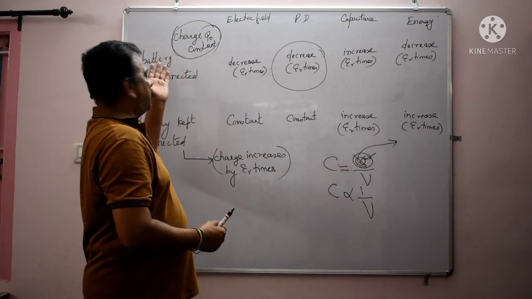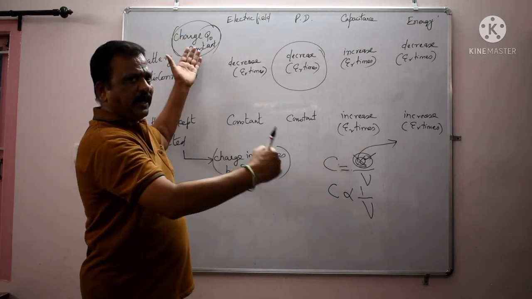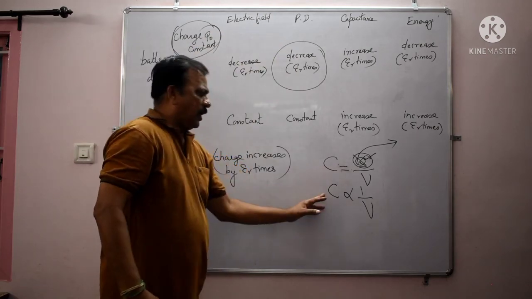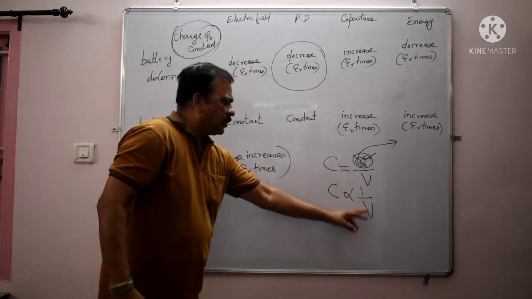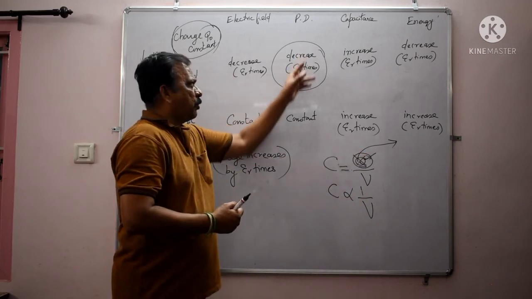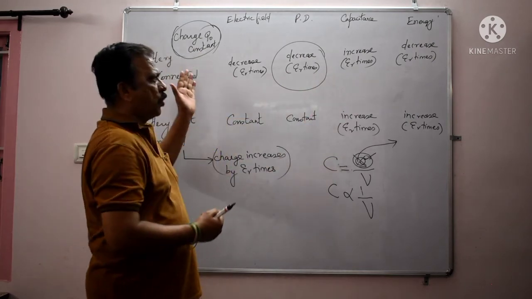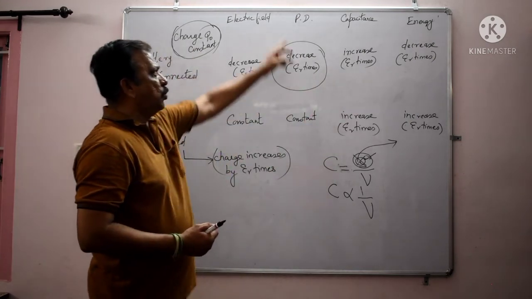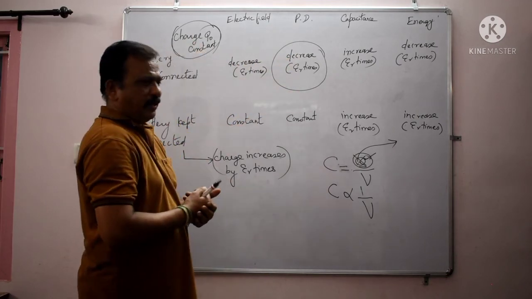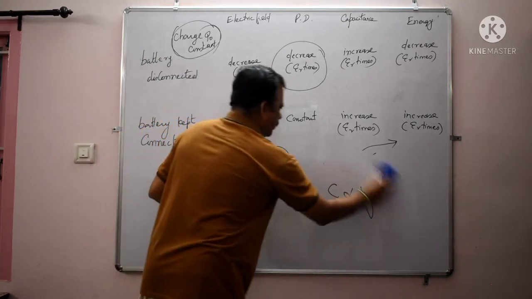So in the first case, when we disconnect the battery, the charge on the capacitor remains constant. But the potential difference decreases, which implies that, the capacitance being inversely proportional to voltage when the charge is kept constant, and since the potential difference decreases, the capacitance will increase. So in the first case, to be short, the capacitance increases due to the decrease in potential difference, with the charge remaining constant.